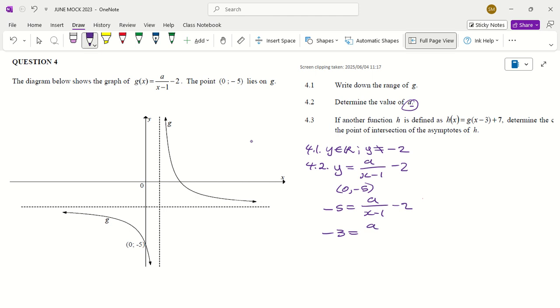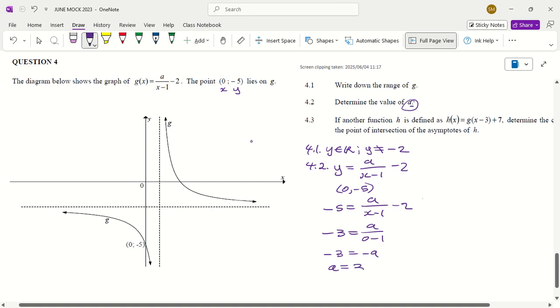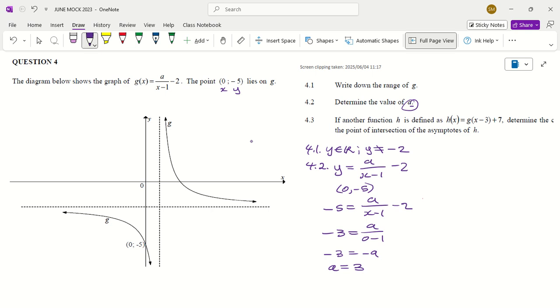Then over here we have a over 0 minus 1. So the 0 comes from the x value here, and the y value is negative 5. So 0 minus 1 is negative 1, and then a divided by negative 1 is negative a. So negative 3 is equal to negative a. Then we divide both sides by negative 1, then a is equal to 3. So that's it. We have the value of a.